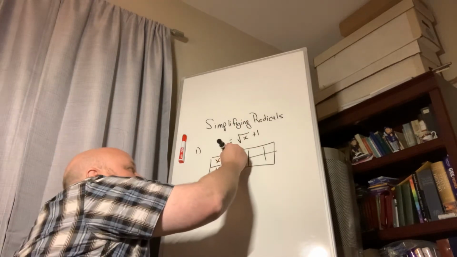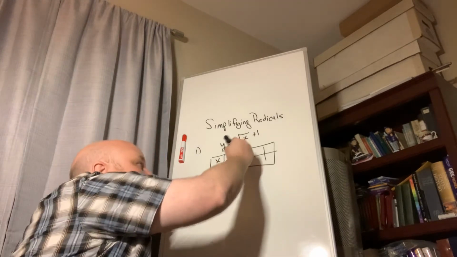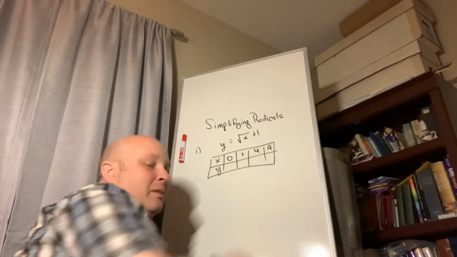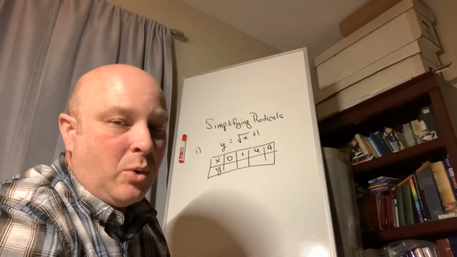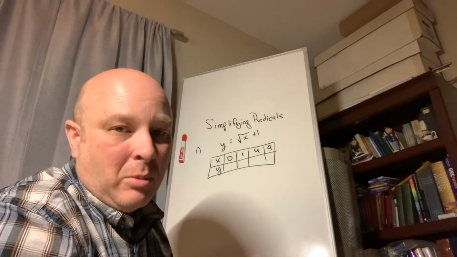So let's say I'm going to go with 0 because it's a perfect square. I'm going to go with 1 because it's a perfect square. I'm going to go with 4 and 9 because they're all perfect squares. Do I have to go with those numbers? Nope. You choose whatever you want, but my way's easy, so do it my way.